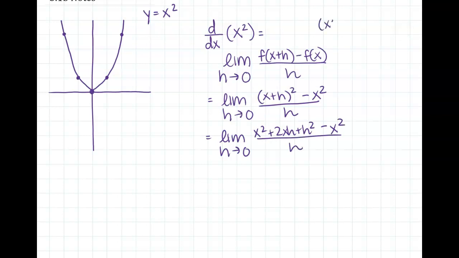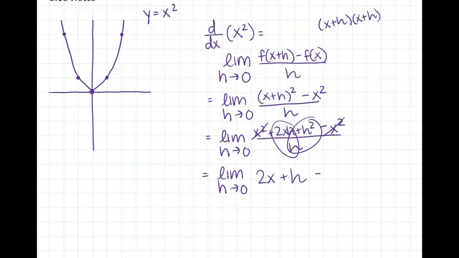So if you can't tell by looking or memorizing what x plus h times x plus h equals, just go ahead and do it on the side. That's totally fine. So now our x squareds cancel, so we end up with the limit as h approaches 0 of 2xh over h, which is 2x, plus h squared over h, which is h. So as h goes to 0, we get 2x. So the derivative of x squared is 2x, which means the function that denotes all the slopes of all the tangent lines for y equals x squared is going to be 2x.